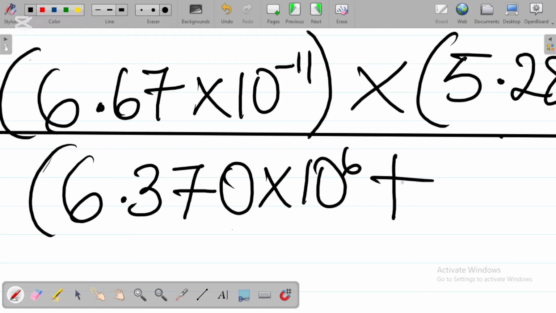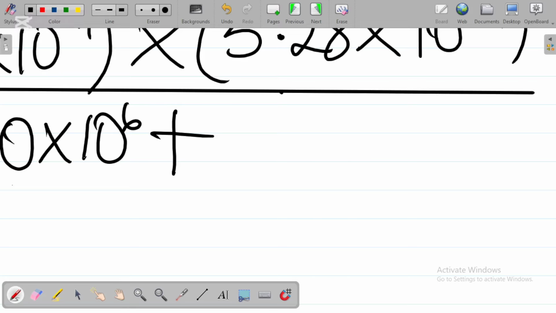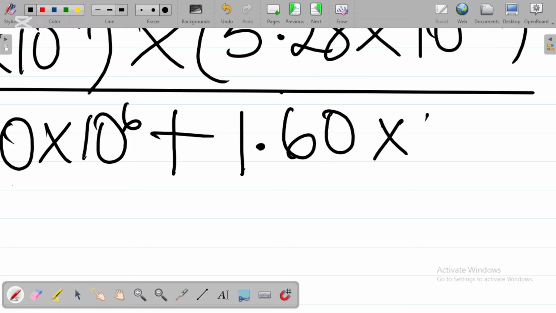And then what's the height of the altitude given? The height of the altitude given is 1.60 multiplied by 10 raised to power 5. Close your brackets, all raised to power 2.